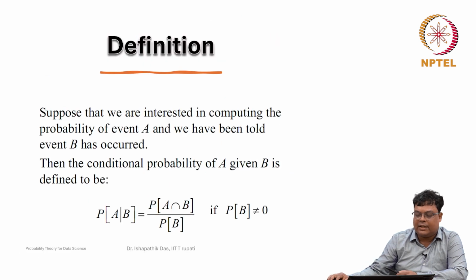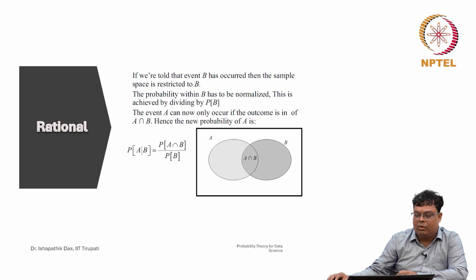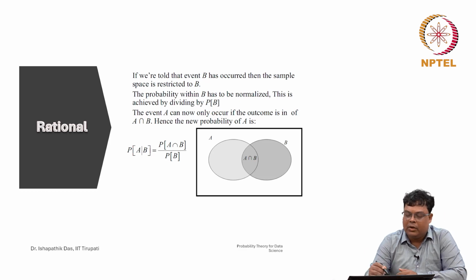So, let us discuss some numerical examples. What is the rationale behind it? If you are told that event B has occurred, then the sample space is restricted to B. Like the example we discussed, whenever you are throwing a die and it is informed that an even number occurred, we need not consider the sample space as 1, 2, 3, 4, 5, 6, because we know only even numbers are the possibilities. The sample space is now restricted to B, the even numbers 2, 4, 6. The probability within B has to be normalized, and this is achieved by dividing by probability of B.